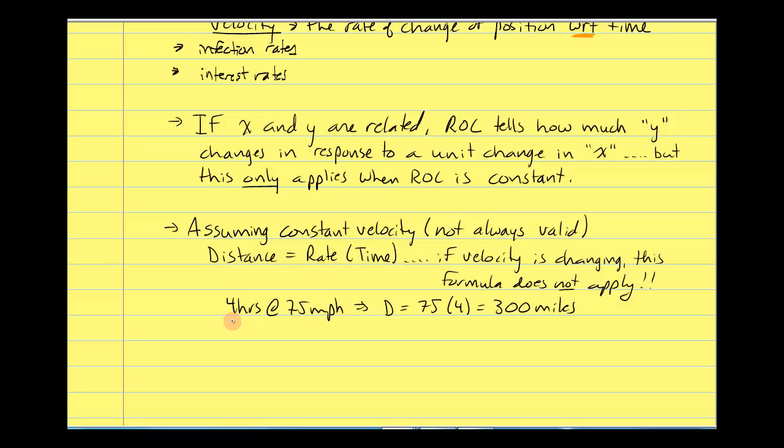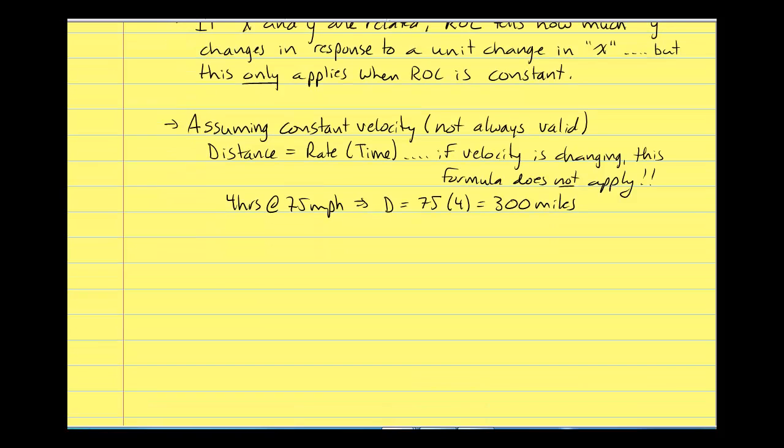So if we traveled for 4 hours at 75 miles per hour, distance equals rate times time, what I end up here with is a distance of 75 times 4, or 300 miles. And again, units are always important, so let's include those. So the next problem is, well, what do we do if velocity is not constant? What do we do if velocity is increasing and decreasing?